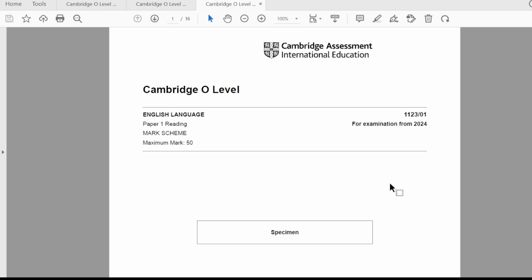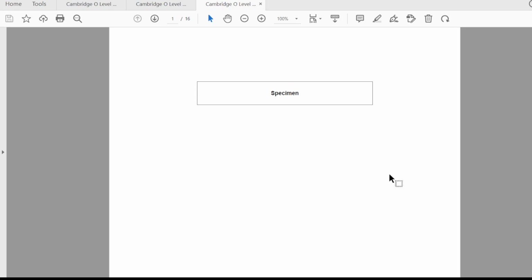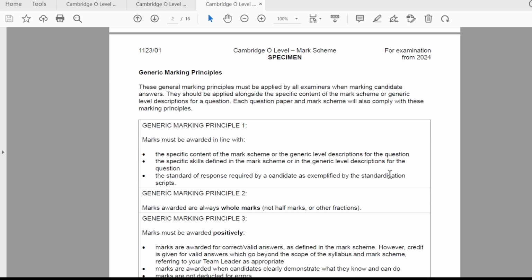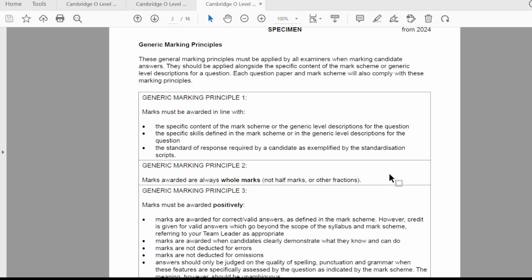So as you can see, I have open in front the marking scheme for the specimen paper that was published by Cambridge for examinations from 2024. And it's important for candidates to understand how they will be graded and what Cambridge expects of them when they're attempting the paper. So first of all, right, come the generic marking principles.